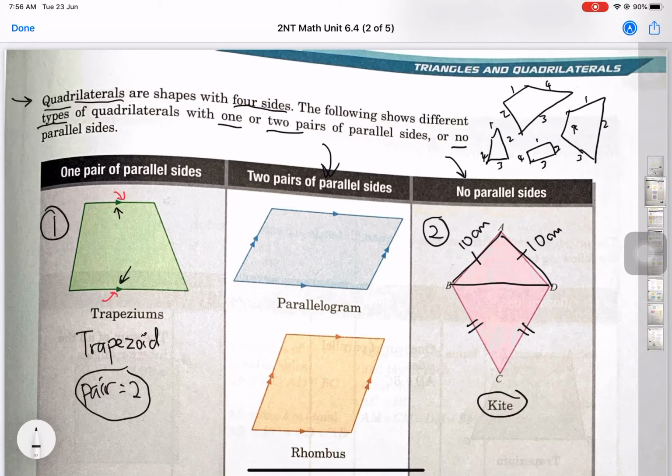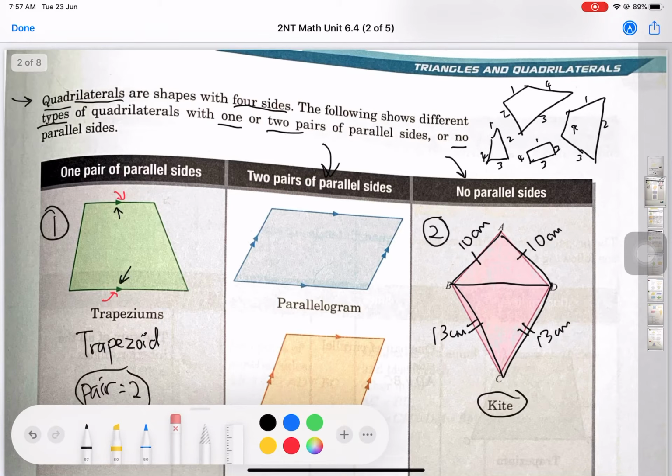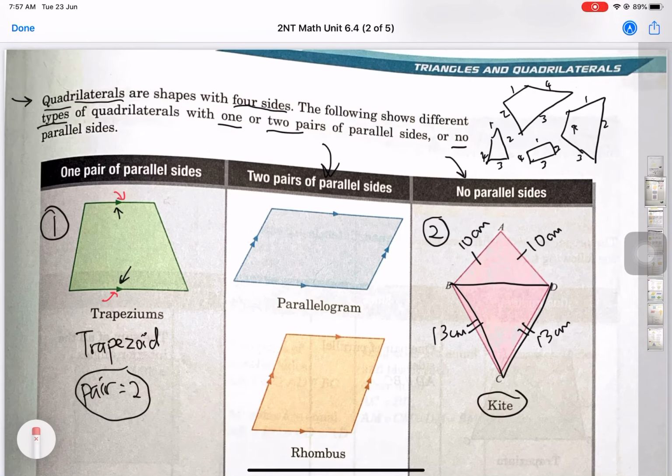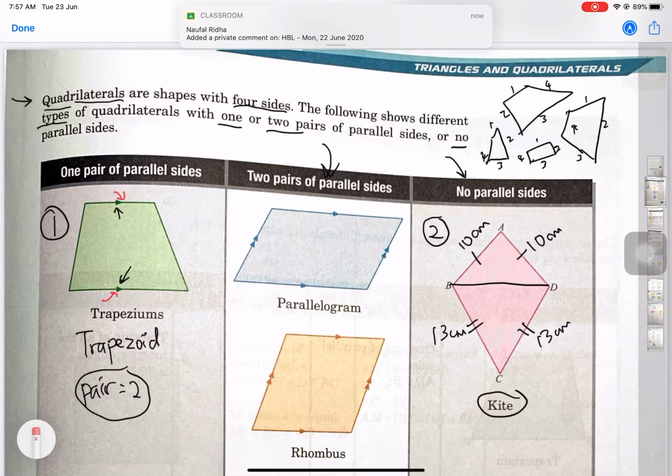Now, what about BC and DC? They are also equal to each other, which means that BCD is also an isosceles triangle, which means that if BC is, let's say, 13 cm, then CD will also be 13 cm. Okay, example. Alright, so that's a kite. Although they have no parallel sides, they have lengths that are equal to each other. Okay. Alright, now next one.